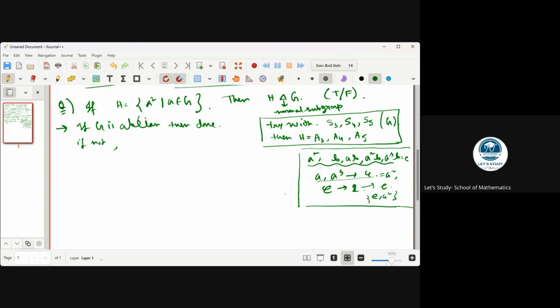Because anybody who knows that b inverse will equal a inverse in D8, in D2n, you can say b to the power n, you can write a to the power minus n. So if you write it like this, b squared b inverse will be a to the power minus 2. So if you say g squared g inverse, that's all.